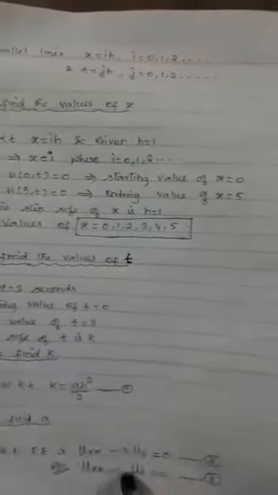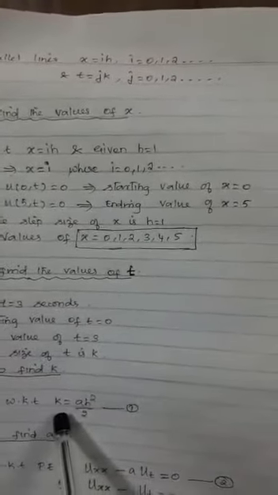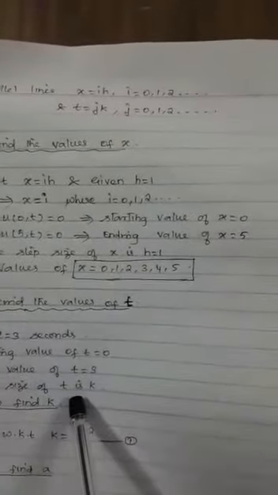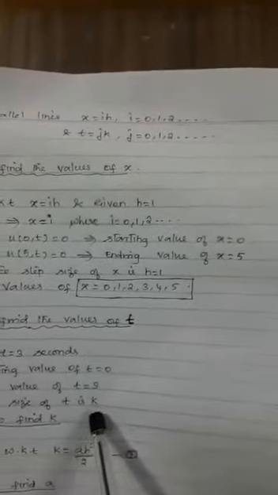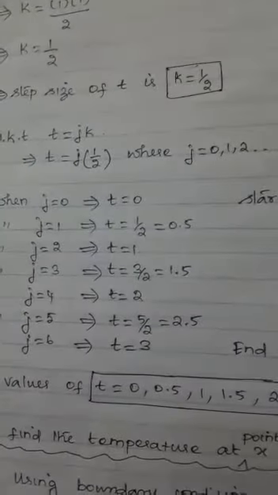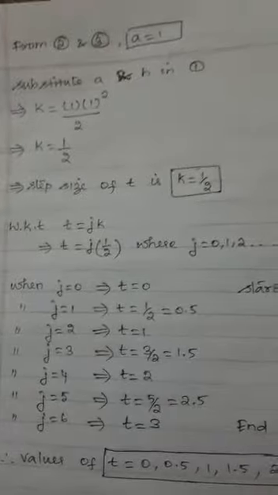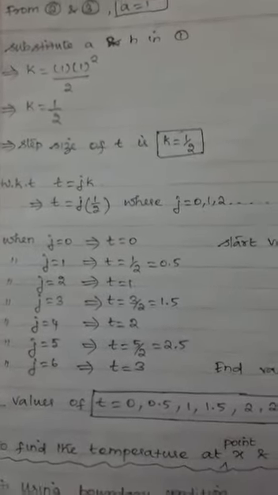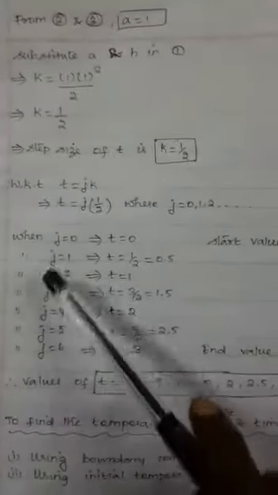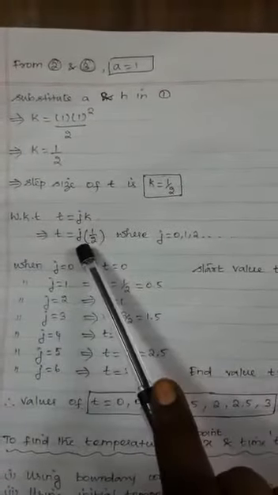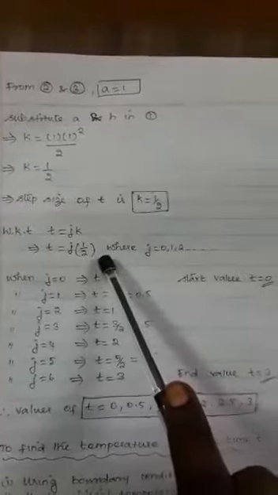Substitute the values of a and h in k. Therefore, k becomes 1/2. Therefore, the step size of t is 1/2. Therefore, it is easy to find the values of t. We know that t = jk, where j ranges from 0, 1, 2, and so on. When j = 0, t becomes 0. When j = 1, t becomes 1/2, that is 0.5.